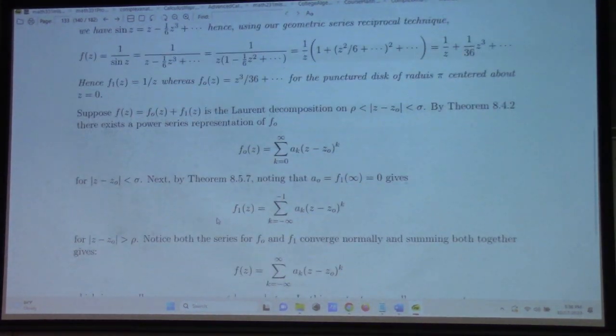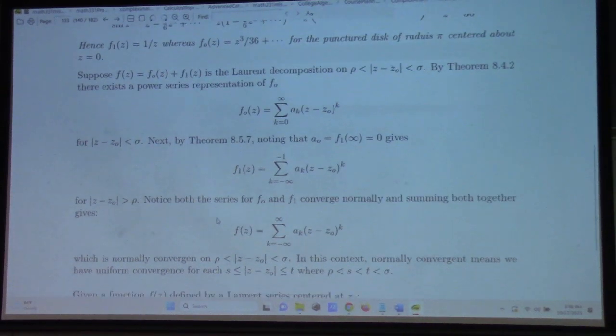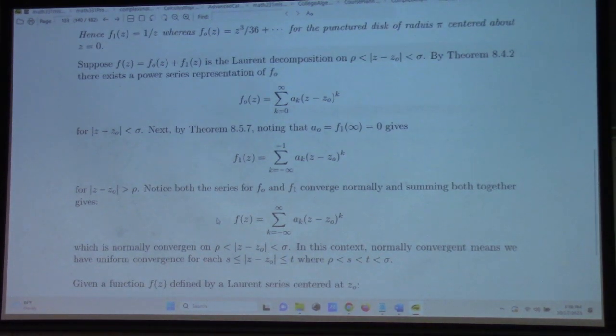I'll come back to these examples next time. This is what I really wanted to get to today, at least once. So suppose we have the Laurent decomposition. Then by theorem 8.42, there exists a power series representation of F0. F0 can be written as a power series because it's analytic, and so there's its power series.